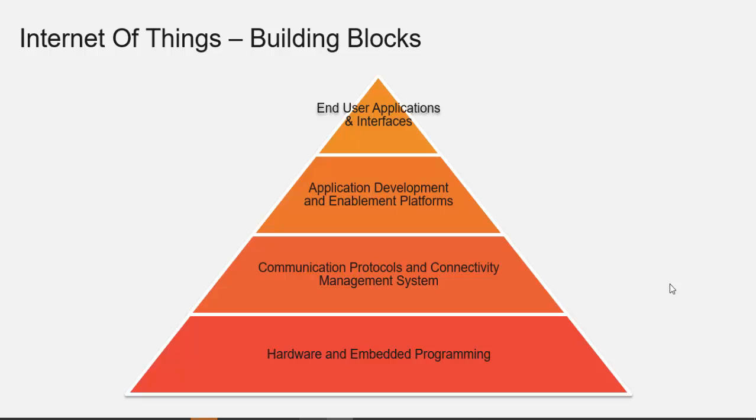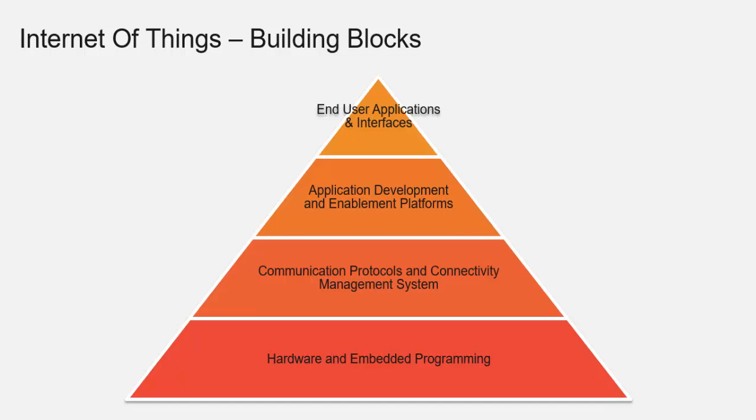Building blocks of an IoT application. As you can see, the architecture majorly consists of four layers. At the bottom of the pyramid, the layer is called hardware and embedded programming. Every IoT application consists of some kind of hardware associated with it, which enables us to either capture real-time information or data and send it across to the backend systems. Well, we need to program these devices in a certain way so that they can capture this information and transmit it across to the backend systems or vice versa.